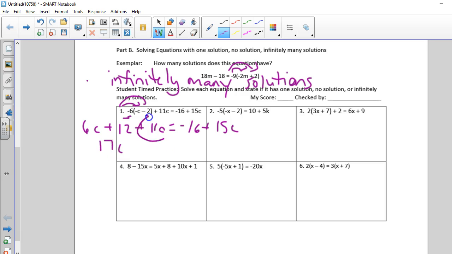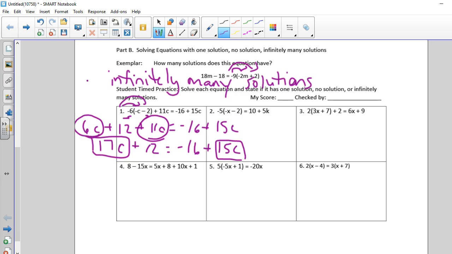You see these two right here? Those are called like terms. Put them together. Plus 12 equals negative 16 plus 15c. Now when I get here, I don't have to solve the rest because I can tell that on the right I've got 15 c's and on the left I have 17. So I'm going to have some c's left over. If I subtract 15 from both sides, I'll have 2 c's left.